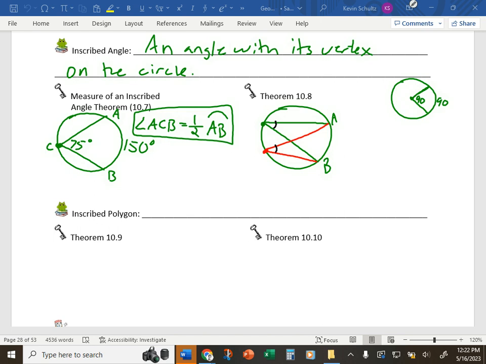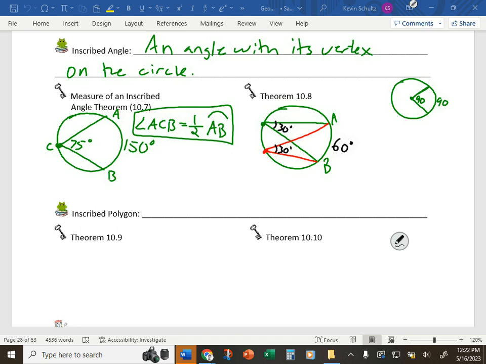So if we knew that arc AB was 60, what would the measure of each of the inscribed angles be? 30, right? Because the measure of the angle is half the measure of the arc, or flip that around, the arc measure is going to be double the measure of the inscribed angle. Oh, I get it.